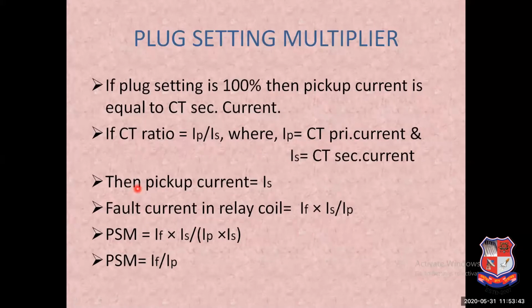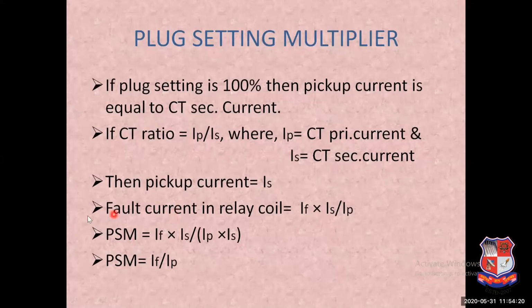If plug setting is 100%, then pickup current is equal to CT secondary current. Why? Because we know that pickup current is equal to plug setting into CT secondary current, and plug setting equal to 100% means 1. It means the pickup current is equal to CT secondary current. If the CT ratio is IP by IS, where IP is the CT primary current and IS is the CT secondary current, then pickup current is equal to IS, the CT secondary current.